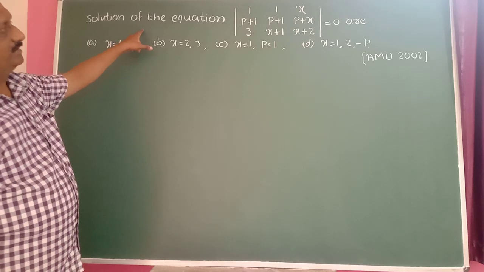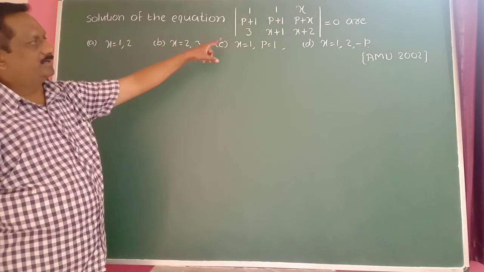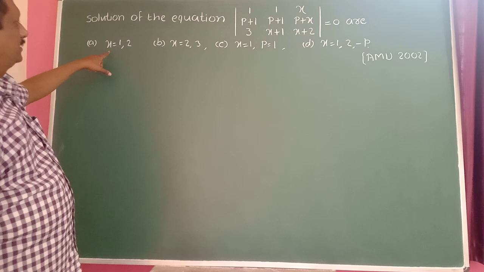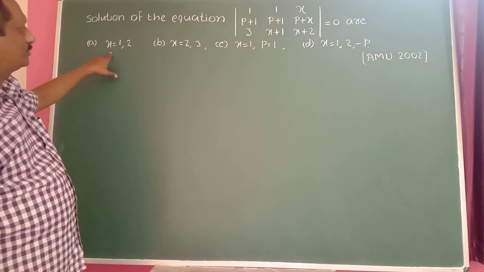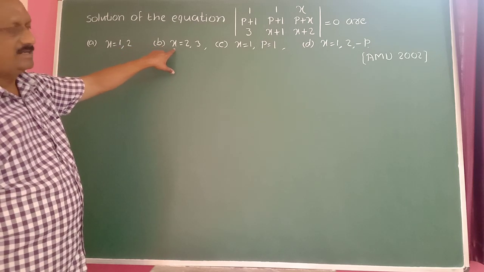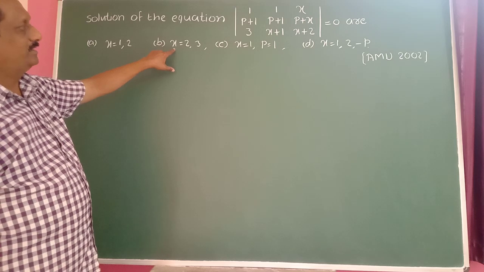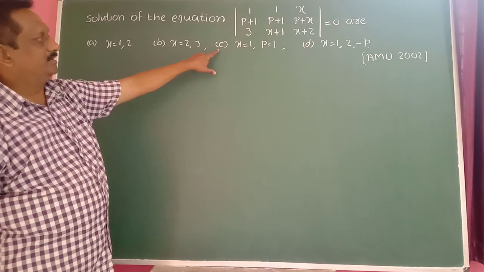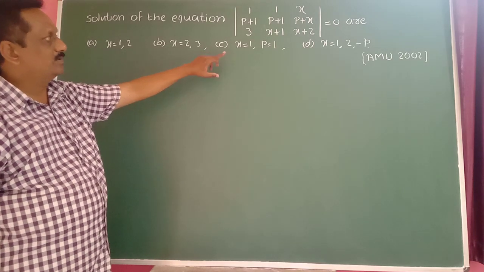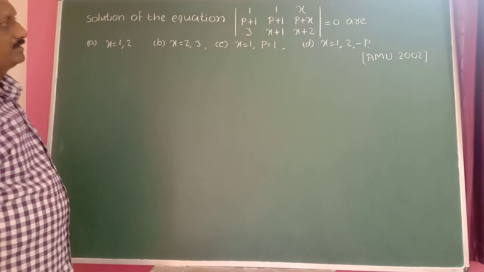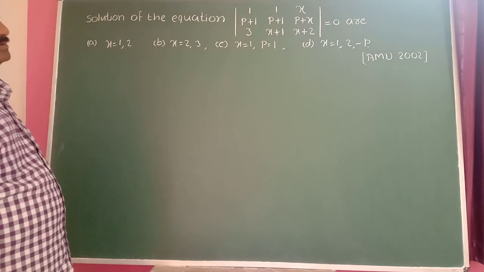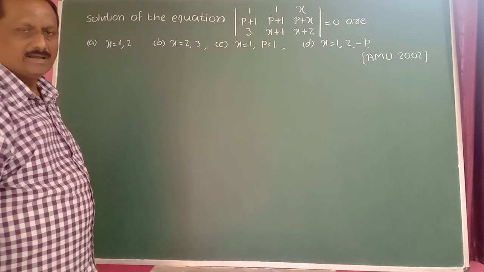Solution of the equation. So determinant equal to 0. Okay, first option x equal to 1, x equal to 2. Second option x equal to 2 and x equal to 3. Third option x equal to 1, p is equal to 1. The next one x equal to 1, x equal to 2 and x equal to minus p.